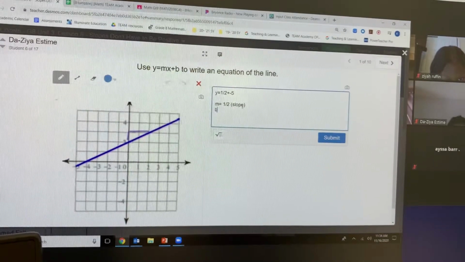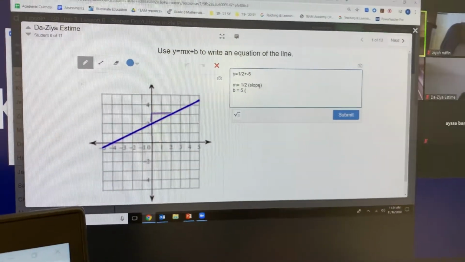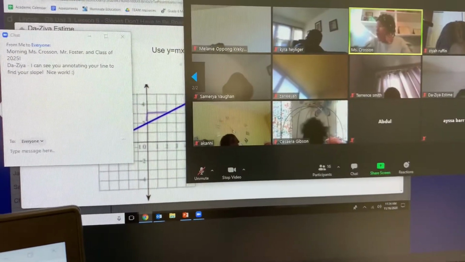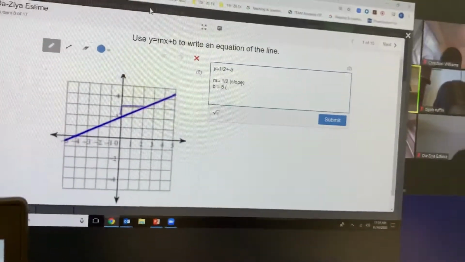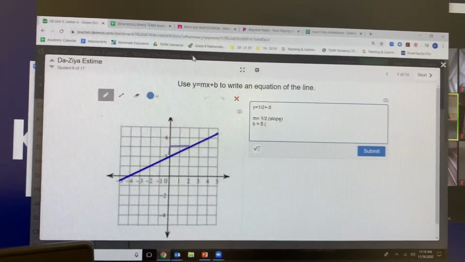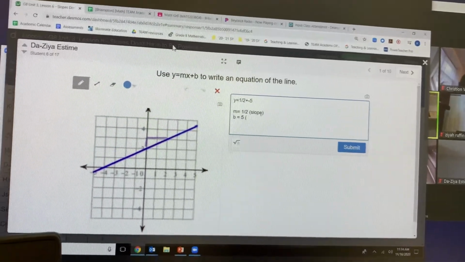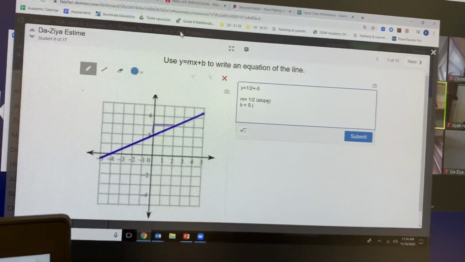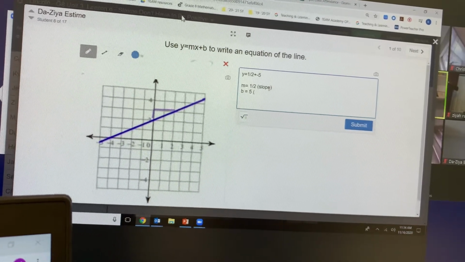Okay, and we're going to take a look at b, which we have marked here as 5. We got to double check that. However, what does b represent in our equation? Melanie? Melanie, are you there? Okay, not sure that Melanie's there. Zaya, can you tell us what b represents?